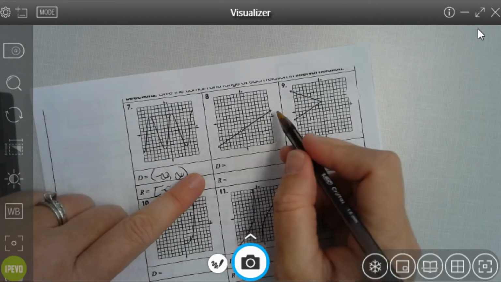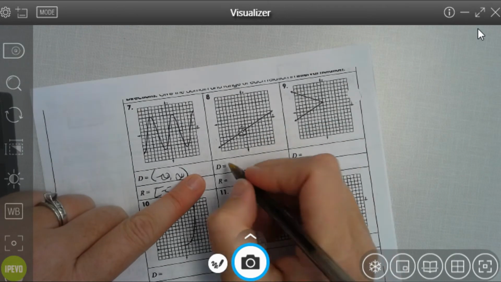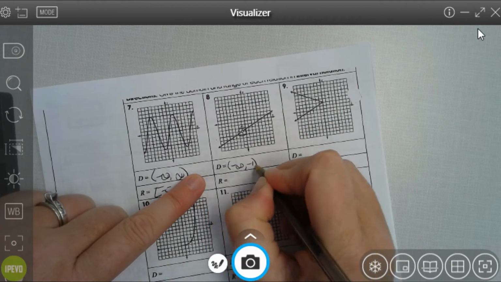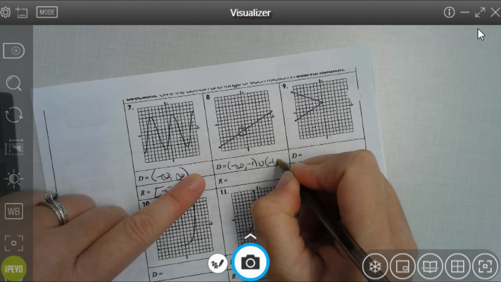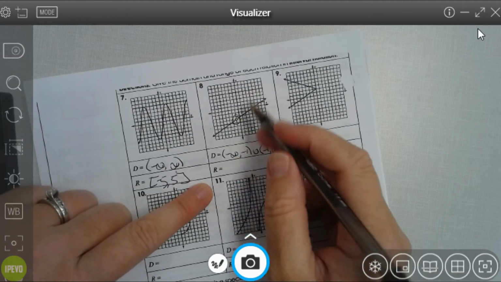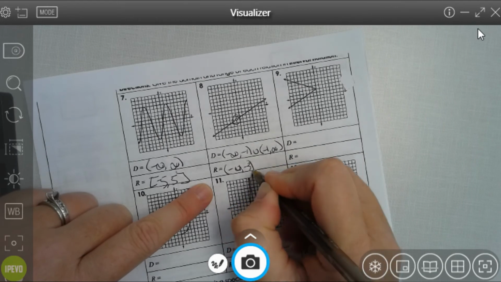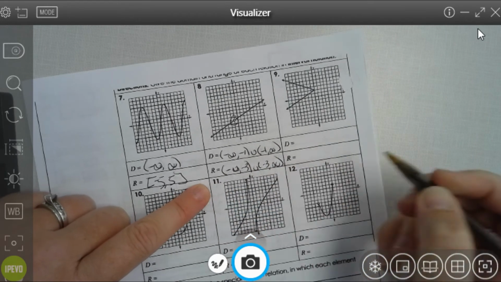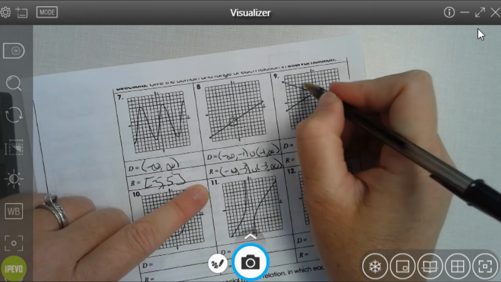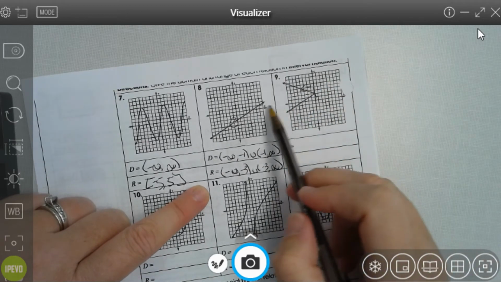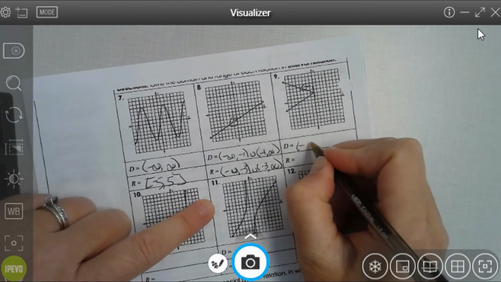This one right here, your domain is everything except for that open dot. So -infinity to -1 and -1 to infinity. The range is everything except for the dot again, which is at -3. So this right here, I have all my x values in this direction, so it's everything up to 0. So we'd say -infinity, 0.